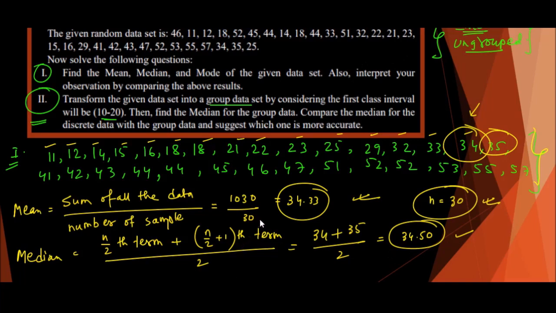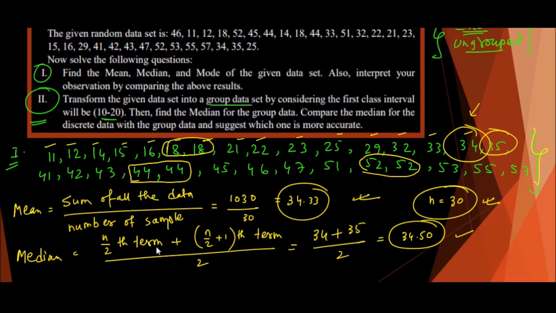Now, how do we calculate the mode? Mode is the number which occurs the maximum number of times. So in that case, just see this arrangement. You can see that 44 appears twice. Next you have 18 appearing twice. Next, 52 also appears twice. The rest of the terms appear exactly once.